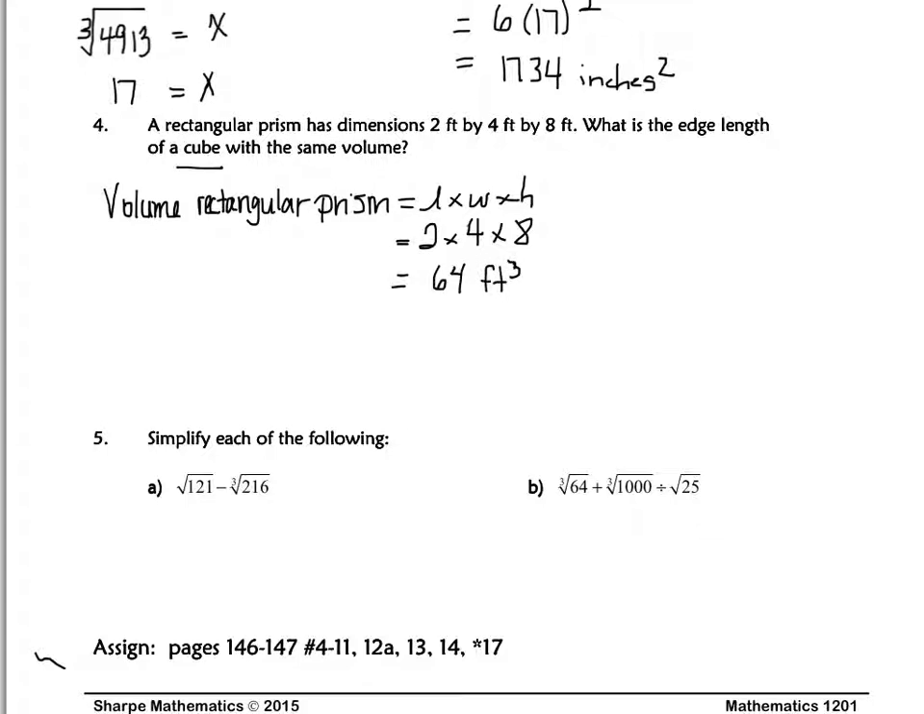And it says what's the edge length of a cube with the same volume. So if it's a cube, the length and the width and the height would be the same. So x cubed would be the volume, length times width times height would be x cubed, equals 64. That would mean x would be the cube root of 64, which would give you 4.